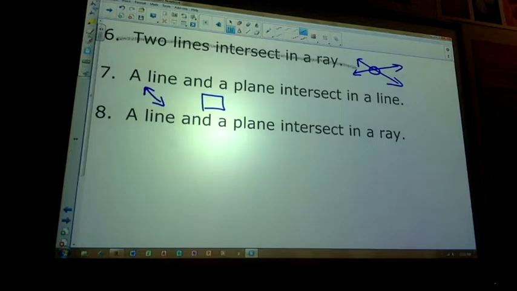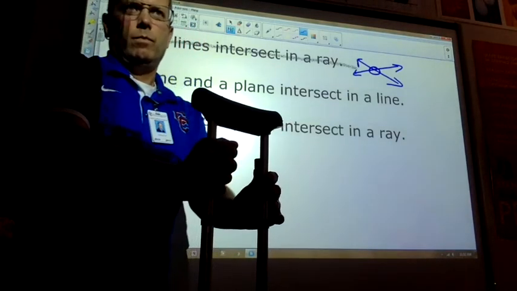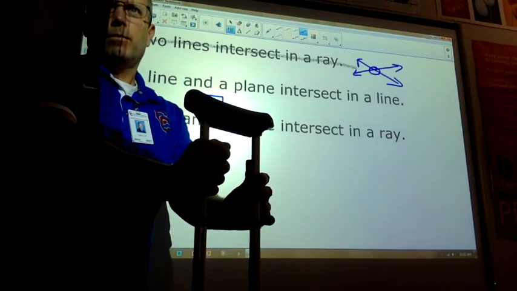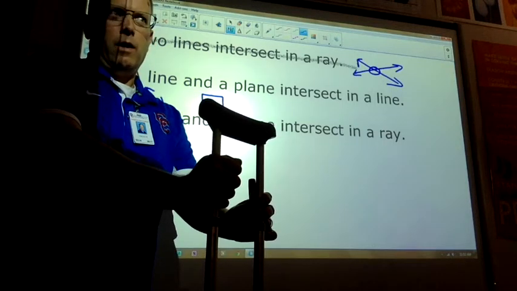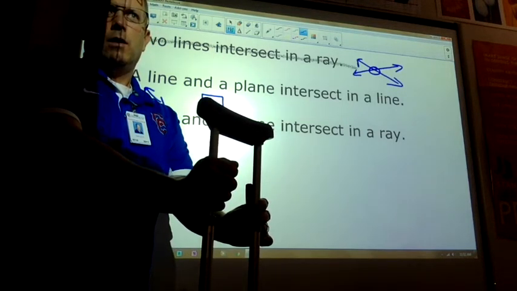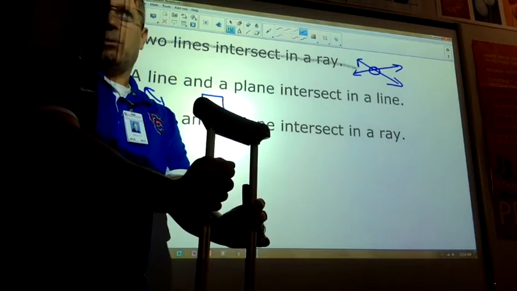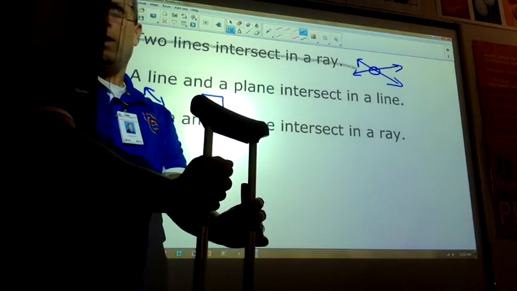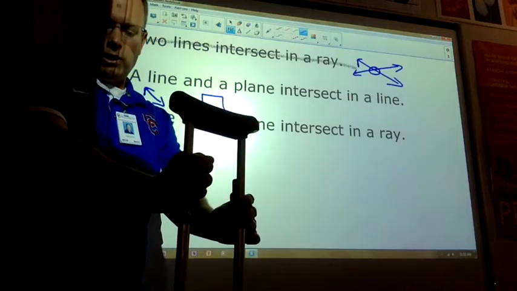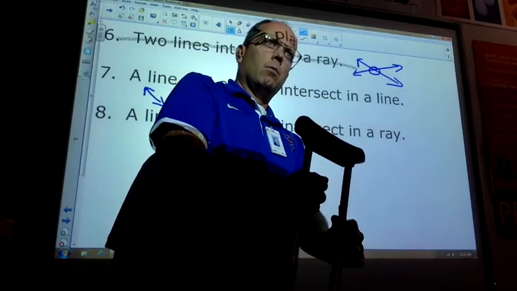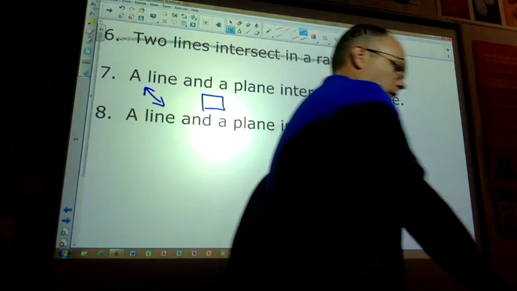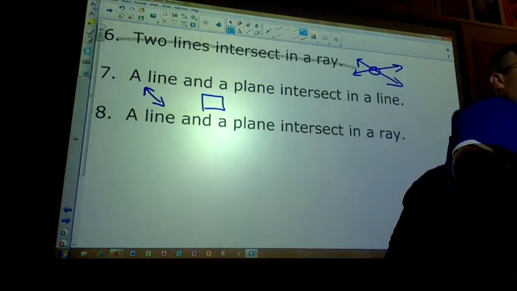Can I borrow your crutch? Yeah. Cool. Floor and this crutch, are they intersecting right now? What? No. What's down here? What am I touching it with? What is this, a point or a line? It's a point. So can I make this crutch touch the ground to make a line? Yes or no?